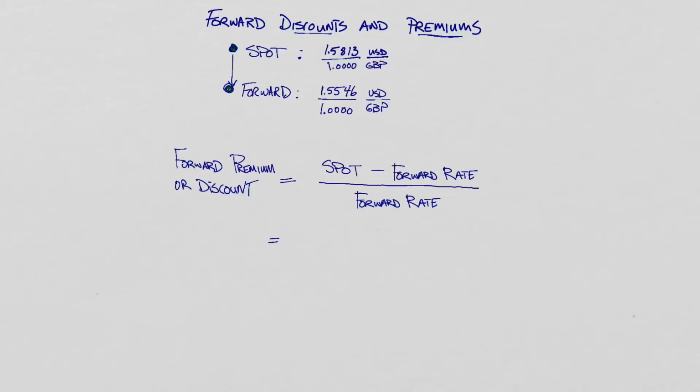For example, we plug in these numbers here. We take the spot rate and then subtract the forward rate of USD per British pound. This number is equal to 0.017, or in other words, 1.7%. And we see that this is a positive number. And so the question is, is this a forward premium or discount?